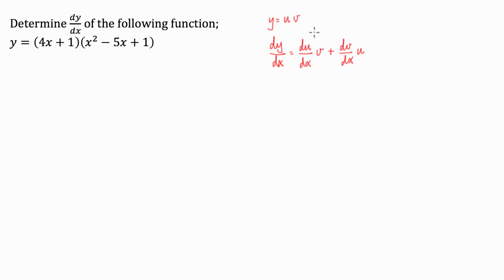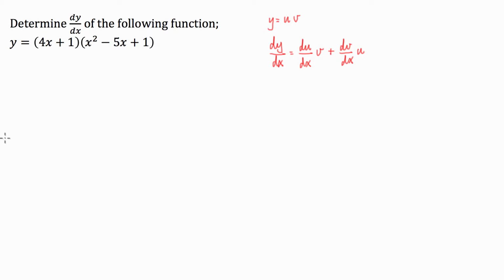So basically what we have to do is we have to differentiate the first function and multiply it by the second one. Then we have to add it to the differential of the second function multiplied by the first function. So let's get to it.